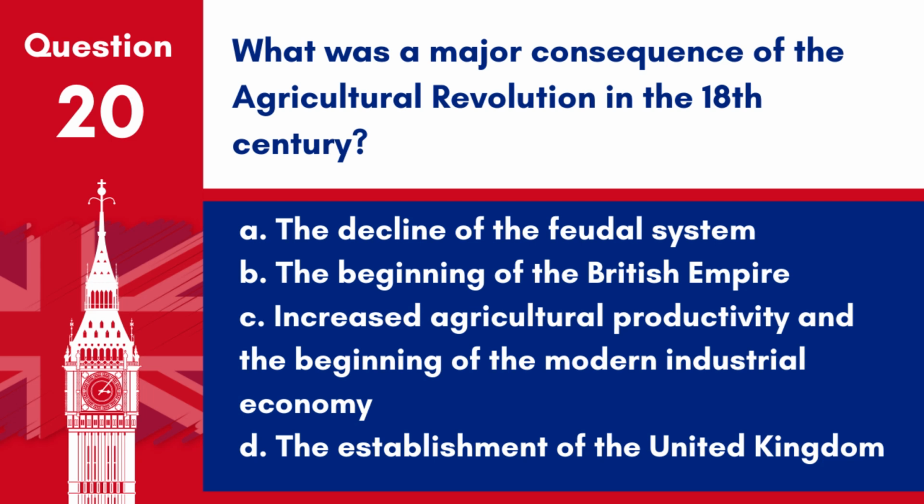A. The decline of the feudal system. B. The beginning of the British Empire. C. Increased agricultural productivity and the beginning of the modern industrial economy. D. The establishment of the United Kingdom. Answer C. Increased agricultural productivity and the beginning of the modern industrial economy. The agricultural revolution significantly increased agricultural productivity, which contributed to the growth of the industrial economy.